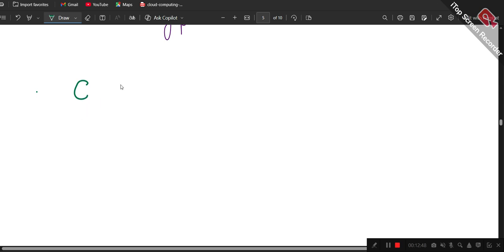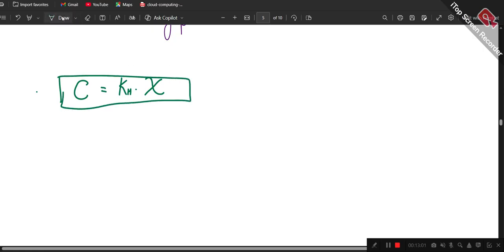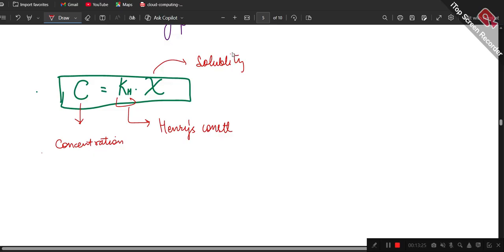The relation, or rather the equation, is C = KH · X. I'm going to explain this whole expression. You have to mark it like this on your answer sheet. So what does this mean? Here C depicts the concentration, KH signifies Henry's constant, and X is the solubility.